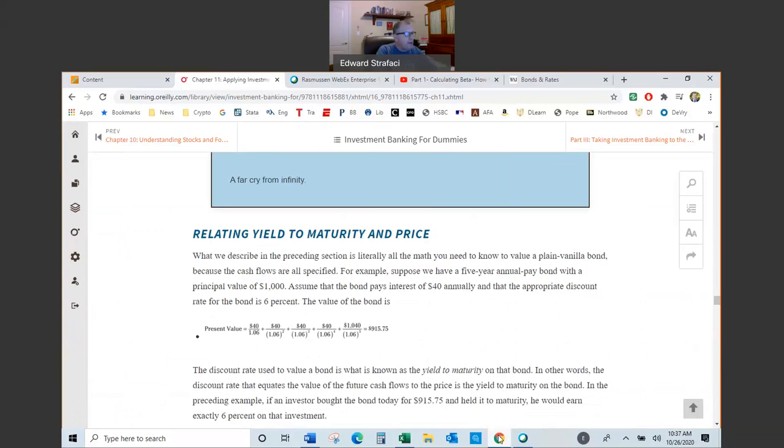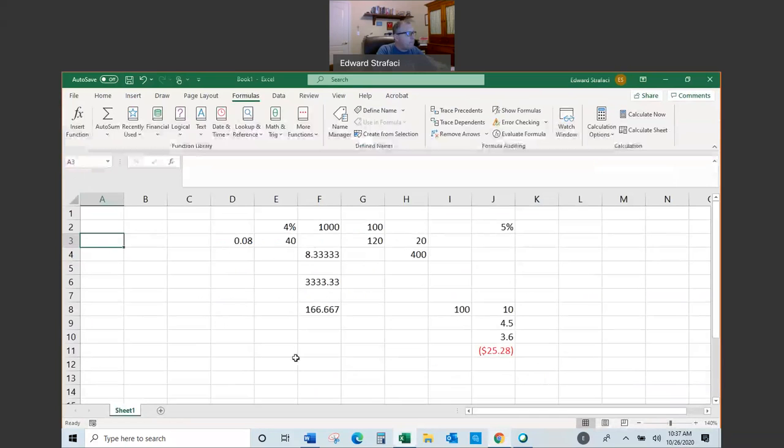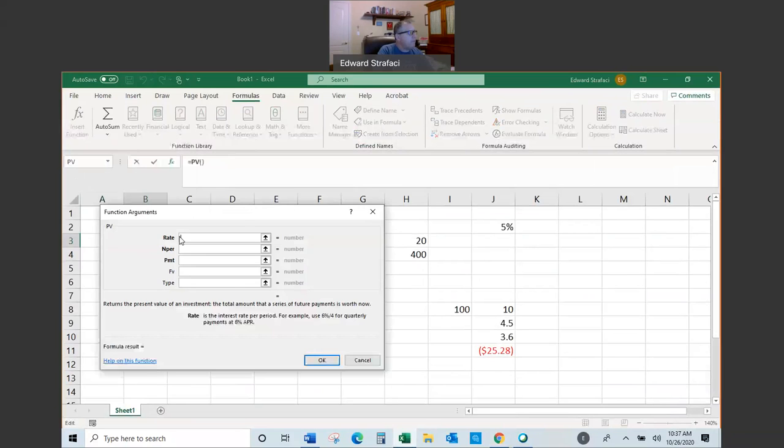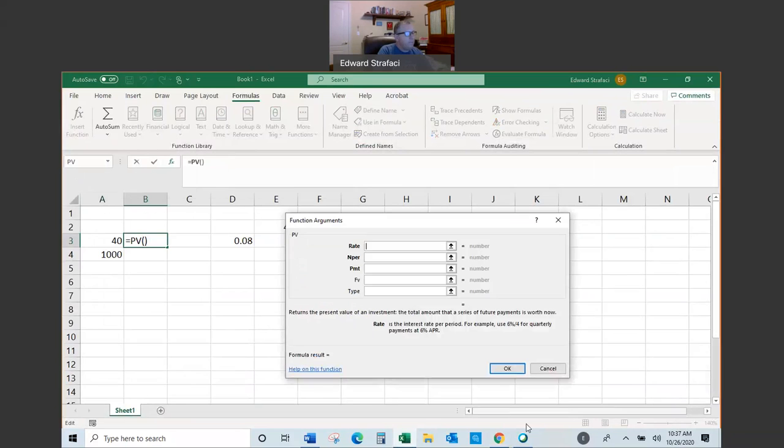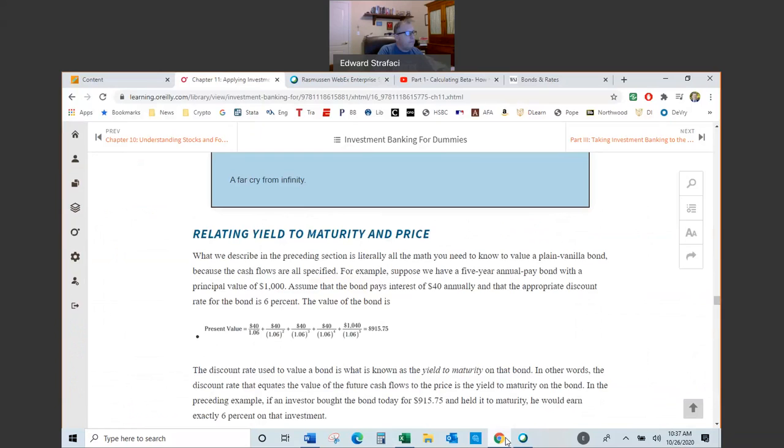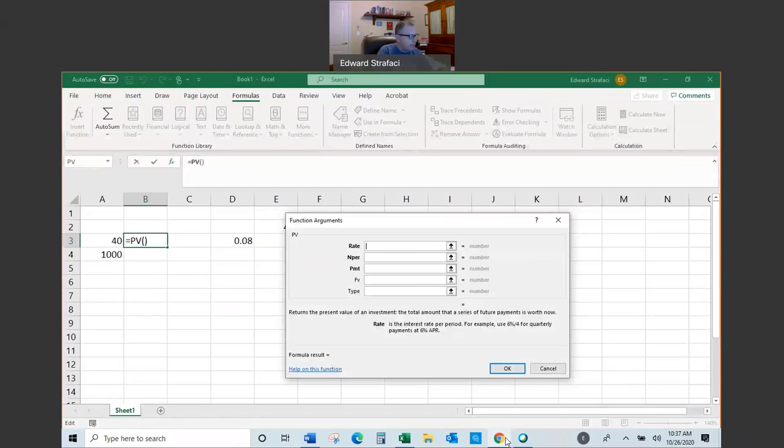This is $40 on a 5-year bond. So it's 40, and at the end of the 5 years you get your principal back. We use present value. What's the rate? 6%. Okay, so I'm going to discount it back by 6%.